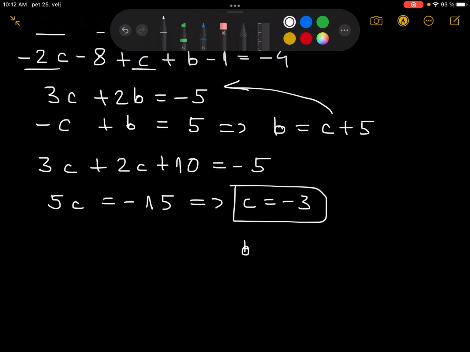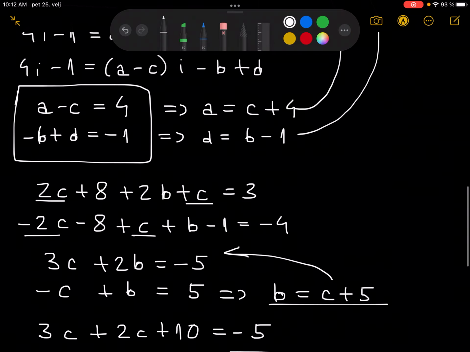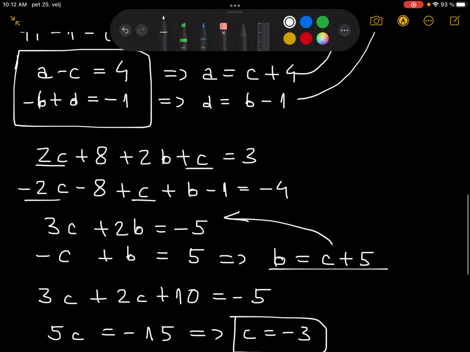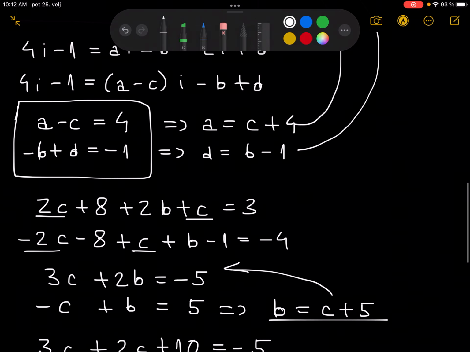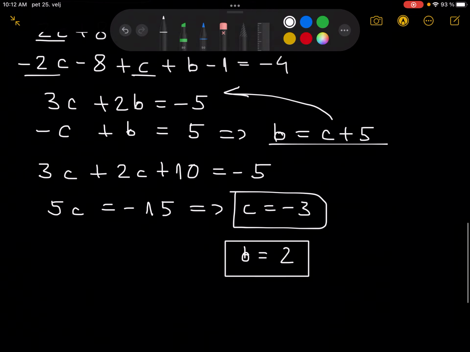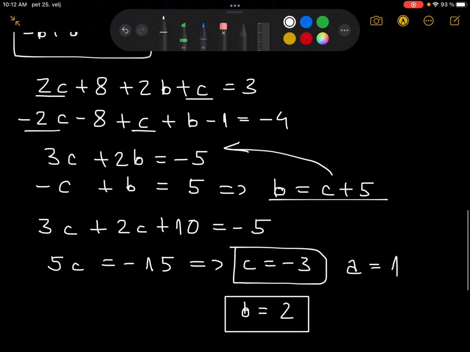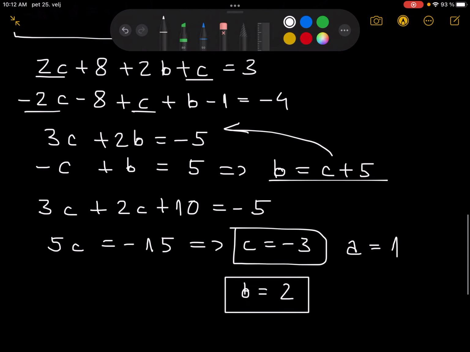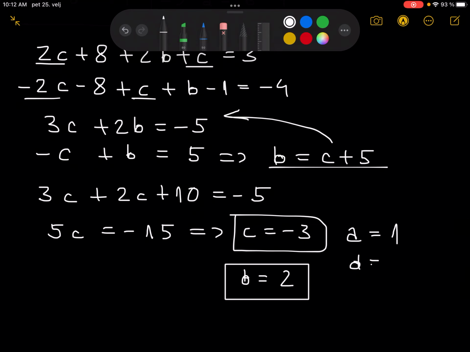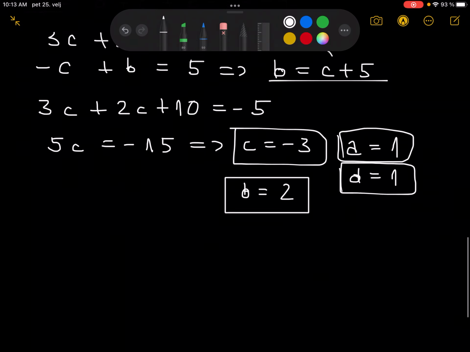From this equation, we get that b, which is equal to c plus 5, that's minus 3 plus 5, which is 2. And now we can, of course, find the values of a and d as well. a is equal to c plus 4, so that's negative 3 plus 4, so a must be equal to 1. And d is equal to b minus 1, so that's 2 minus 1, which is just 1. Okay, now we have all of our coefficients.